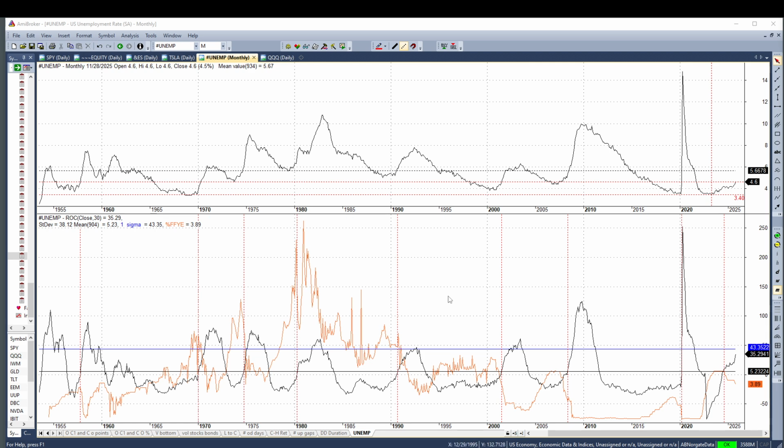So what you see in the bottom chart is one sigma band of the 30-month rate of change and the Fed funds rate. As you can see here, every time unemployment crossed the average, it also crossed the one standard deviation band.